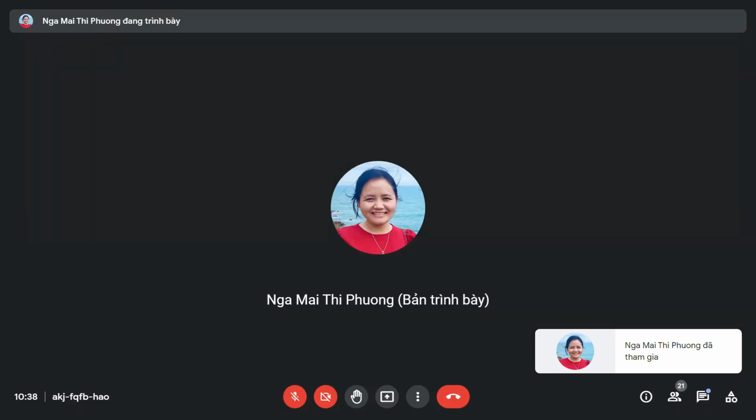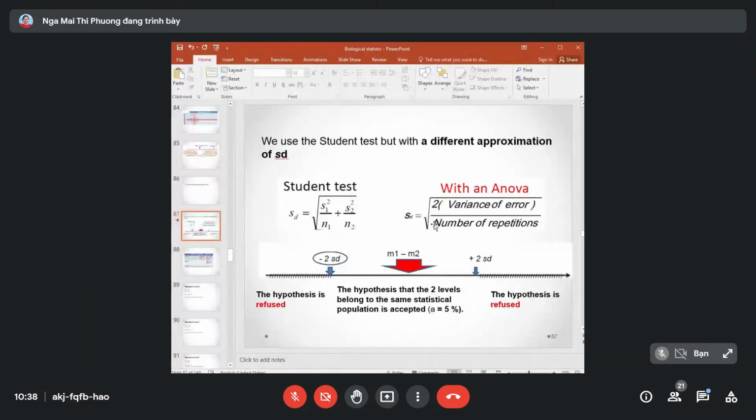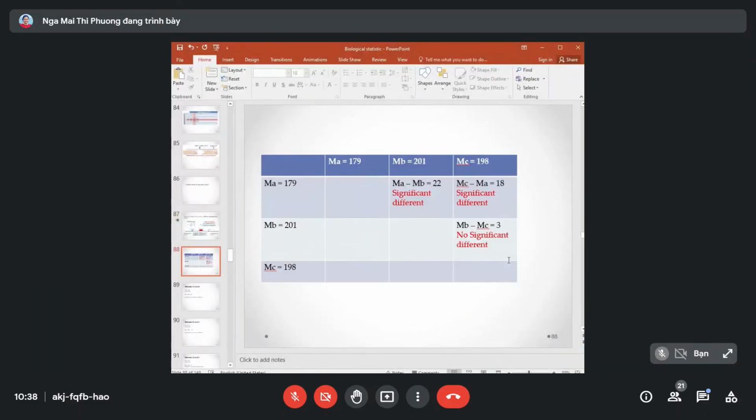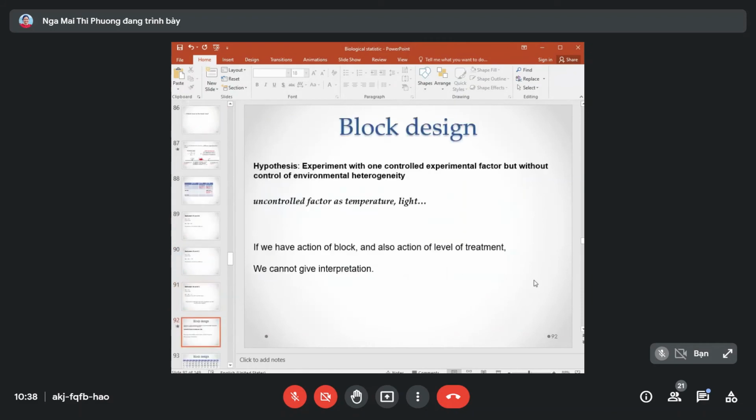Okay, so we take the difference and we see whether there is a significant difference or no significant difference. Okay, next one, we move to the block design.